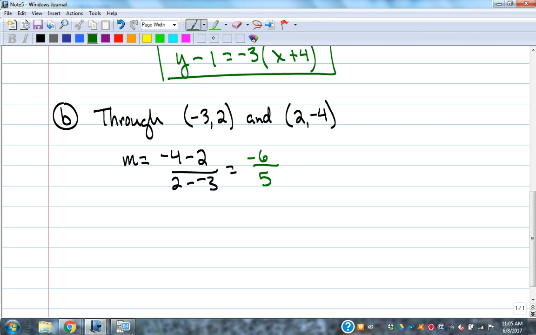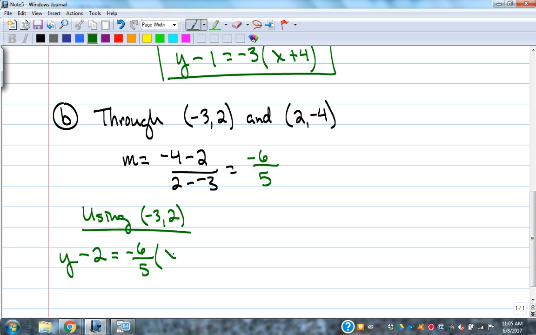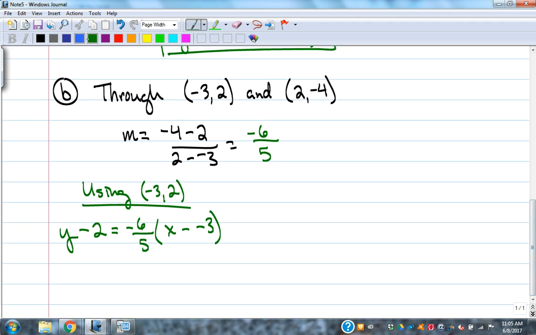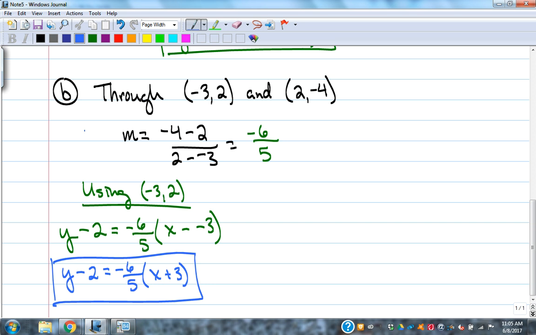And this is where you've got to pick a point to use. All right. So if you used (-3, 2), your point slope form would be y minus 2 equals -6/5 times (x minus -3). And you would simplify that to be y minus 2 equals -6/5 times (x plus 3). But that's not the only correct answer. You could have used the other ordered pair.